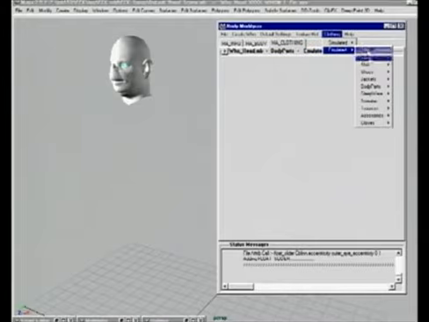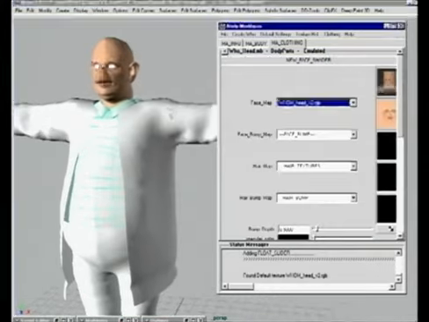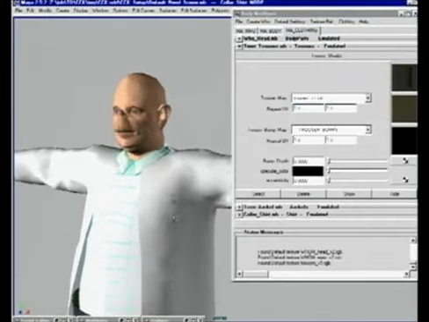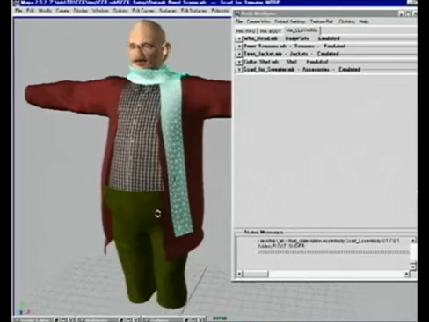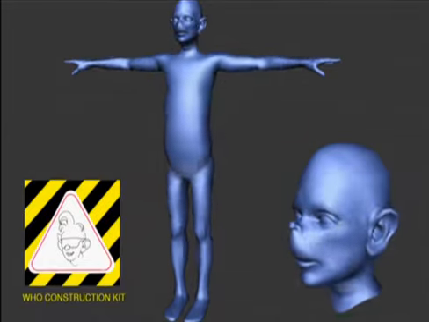Because of the limitations in the ability to add prosthetic makeup to whole crowds, we developed a toolkit. We called it the Who Construction Kit. And what it allowed us to do was to make hundreds of completely unique characters rather quickly. This is the Who Construction Kit, where we have control over the facial and body proportions, as well as clothing and fabric textures.